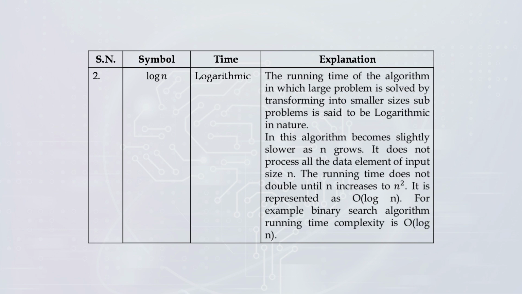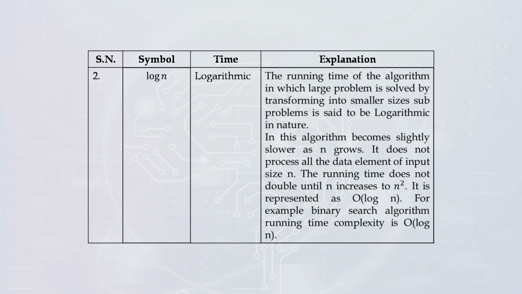So this algorithm becomes slightly slower as n grows. It does not process all the data elements of input size n. The running time does not double until n increases to n square. So it is represented as big O of log n. For example, binary search algorithm running time complexity is big O of log n.